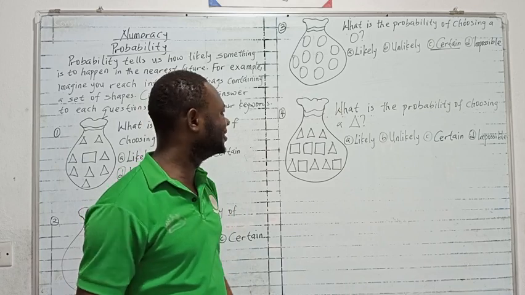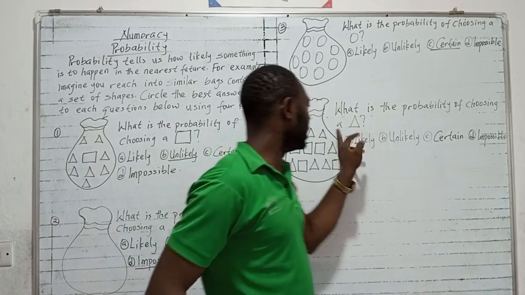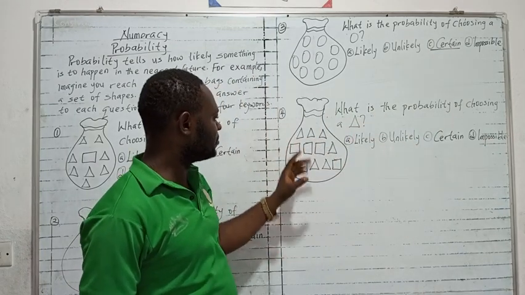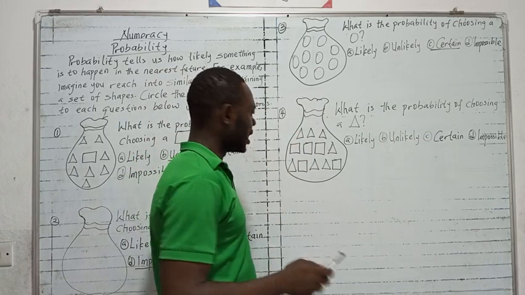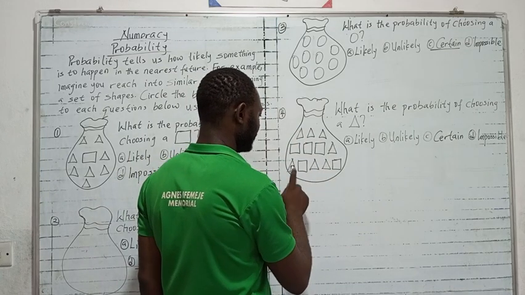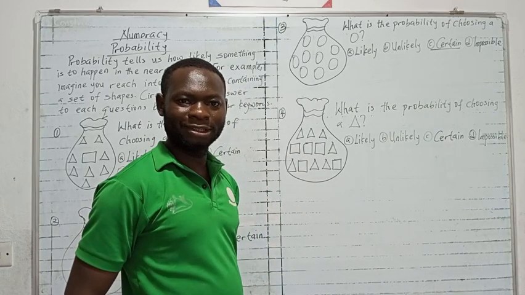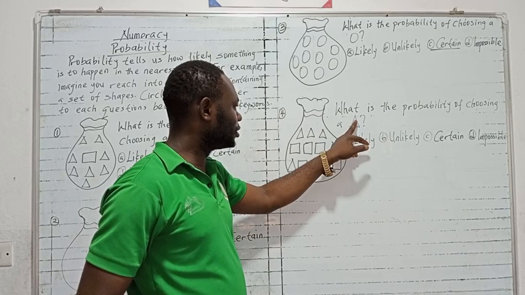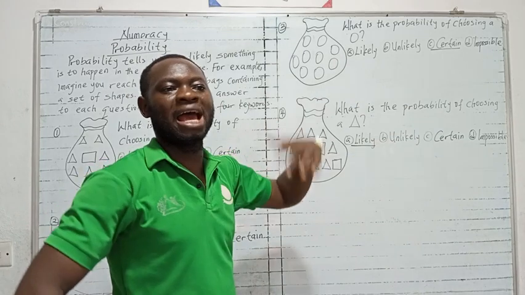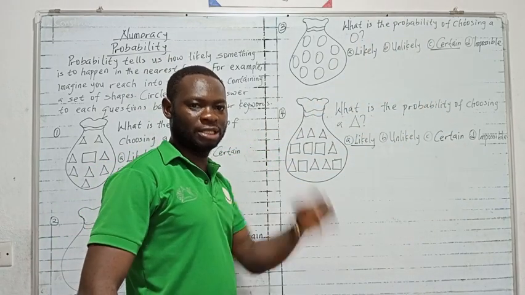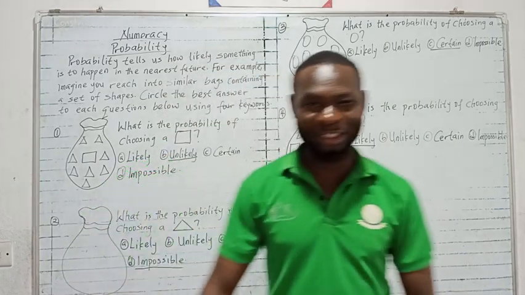Okay? Good. Then finally, number 4 says, what is the probability of choosing a triangle from this bag? Now here, this bag contains two shapes, triangles and squares or rectangles. Now let's count. How many triangles are here? 1, 2, 3, 4, 5, 6, 7. How many rectangles are here? 1, 2, 3, 4, 5. Which one is more in number? Triangle, right? And it's asking us, what is the probability of choosing a triangle? It is likely, because triangles are more in number, so they have a higher chance of being picked from the bag. Okay? Alright, this is going to be a very short question.